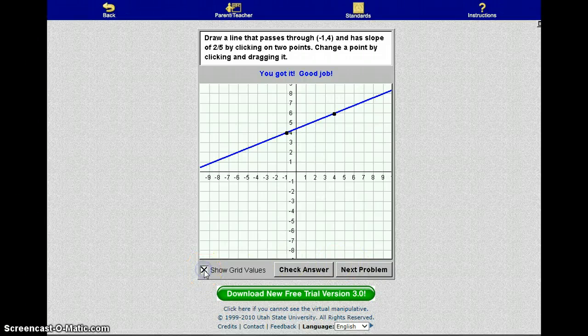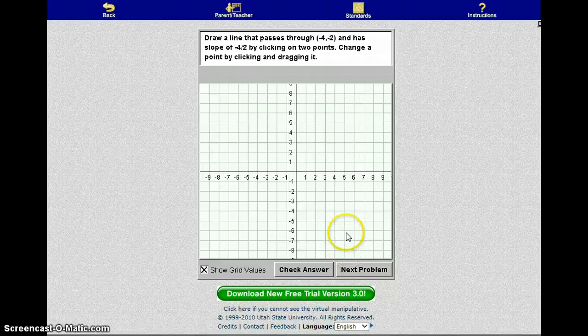Let's try another point. By the way, there's a feature here that will show the grid values, so we can see that this is the origin. We can see that we went over -1 and up 4. Let's try another problem. This time we want to draw a line that passes through -4, -2. So we are on the x-axis, moving to -4, and then we're going to move down 2. So we have our point, but how does the line slant?